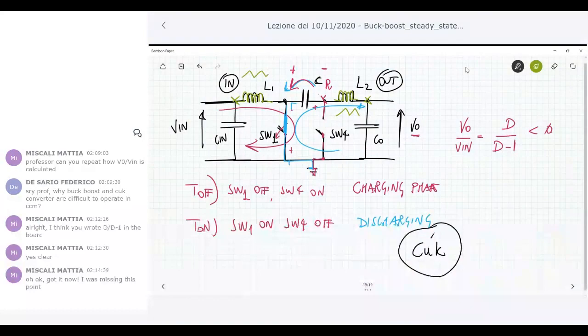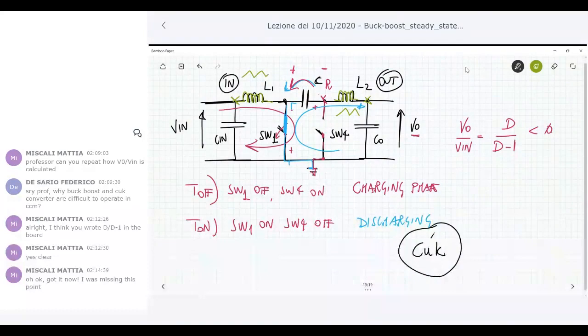So these circuits make it possible to have smooth quantities, and a lower root mean square value of the current flowing in the input and output capacitors.